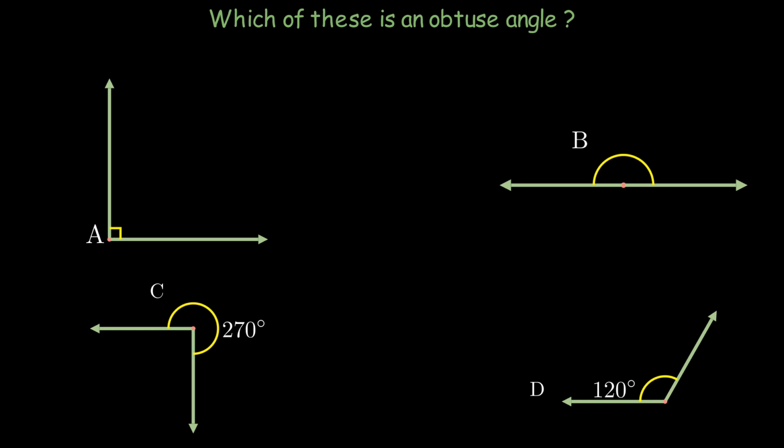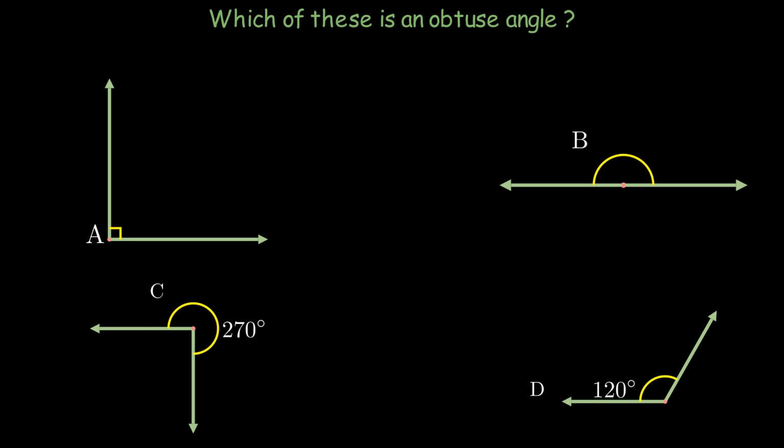Alright, so let's go through the options. For option A, this is a right angle which measures exactly 90 degrees, so it's not obtuse. For option B, this shows a straight line, and remember from the previous video, we said that the angle formed on a straight line is exactly 180 degrees. But remember that we're looking for an angle that is greater than 90 degrees but less than 180 degrees. But this angle is exactly 180 degrees, so it's not an obtuse angle.